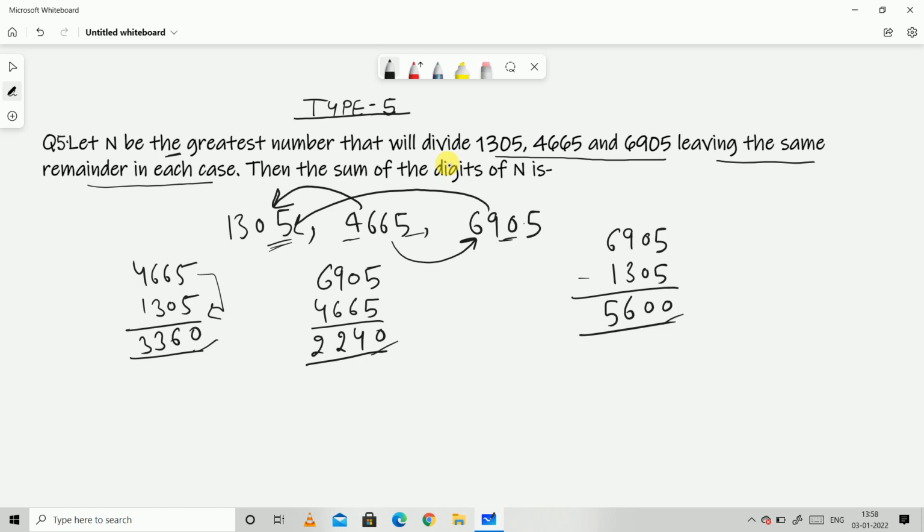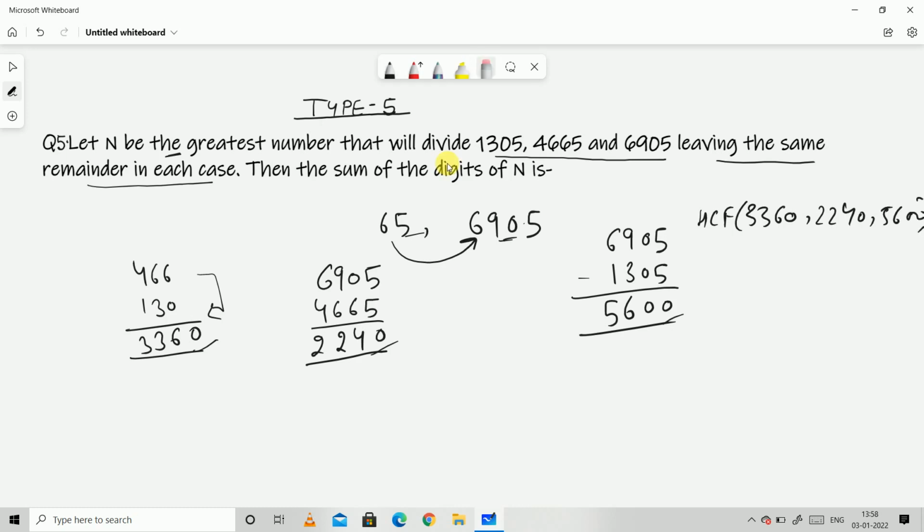Now you need to find the HCF of these three numbers. Now you need to find the HCF of 3360, 2240 and 5600. So let's find that out.